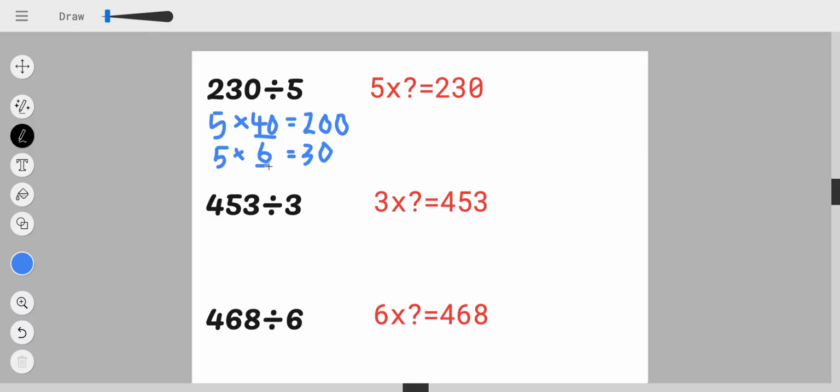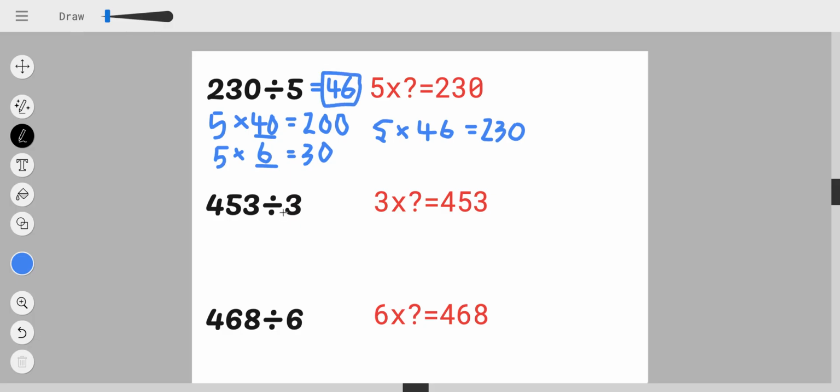Because if 5 times 40 is 200 and 5 times 6 is 30, then 5 times, it's the worst 5 I've ever seen in my life, I'll fix that up. 5 times 46 is equal to 230. But we also know that we can turn multiplications back into divisions. So if 5 times 46 equals 230, then 230 divided by 5 equals 46. So there is our final answer for that one there.